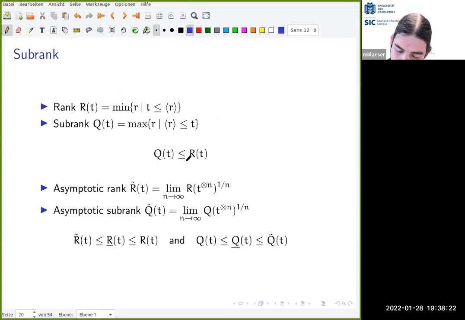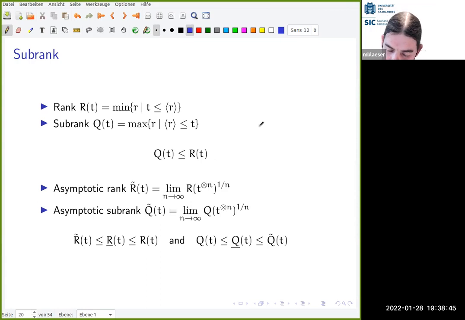Q of t is obviously a lower bound for R of t. And you can also look at the asymptotic versions. So far, what you always do is take a high tensor power, and therefore you are essentially just interested in these asymptotic costs. So it could be the case that a high tensor power is much cheaper than the tensor itself, right?